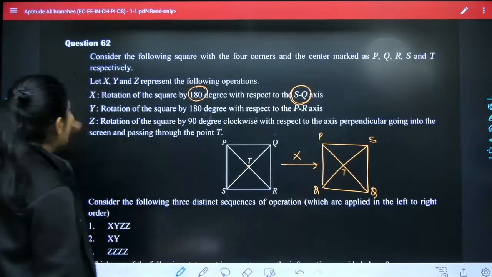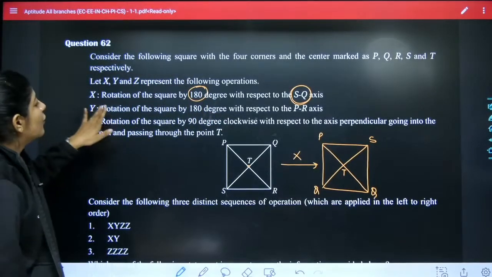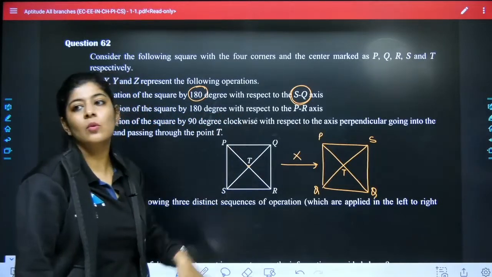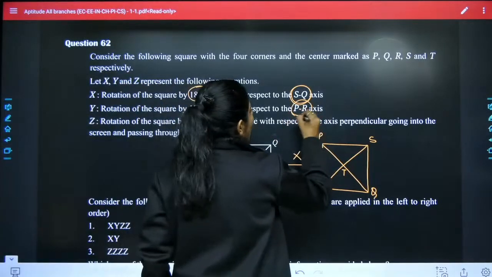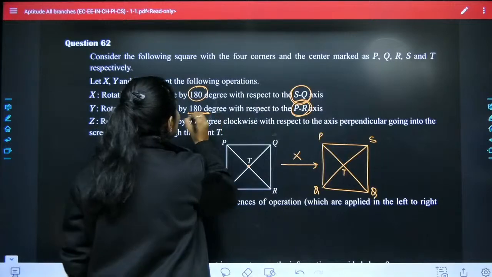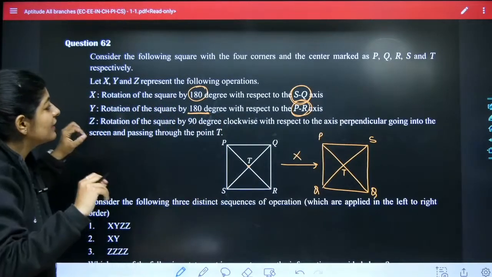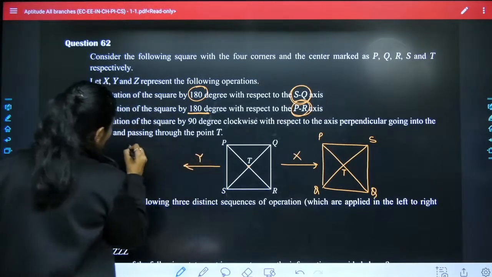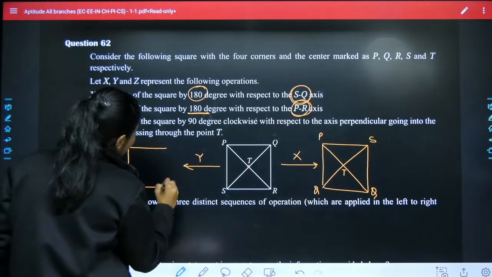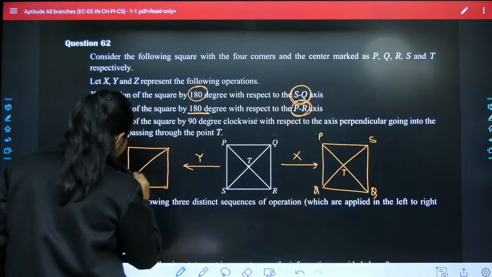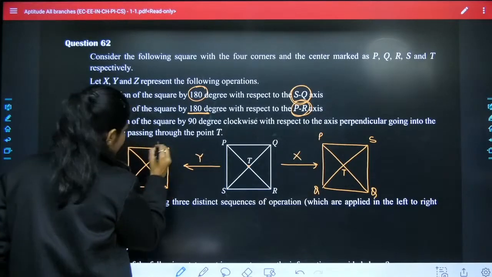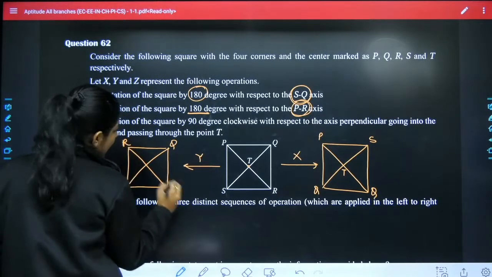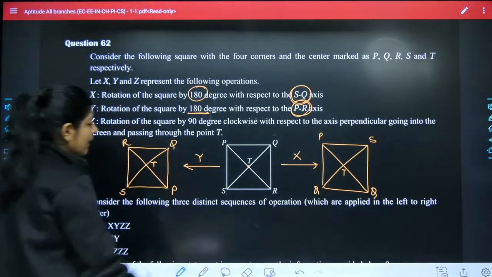Now what does Y say? Y says rotation of the square by 180 degrees with respect to RP. With respect to RP, we can rotate it by 180 degrees. So if we apply the Y operation over here, we get our square like this. Here we have Q, S, R, P, T, right?